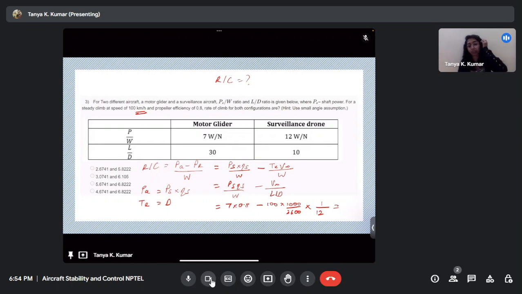For both the cases, do the same thing for the other case, for the surveillance drone. Oh, it's 1 by 30. Correct. So what is the answer? Do the same thing for the other surveillance drone and then tell me the answer. I haven't calculated it, so just let me try calculating.